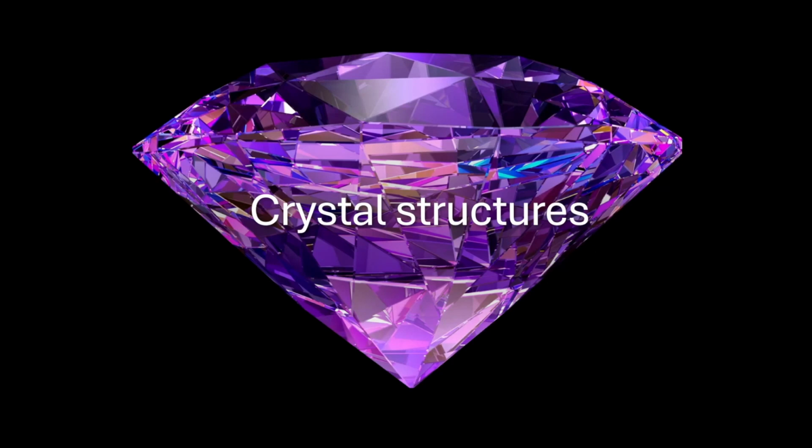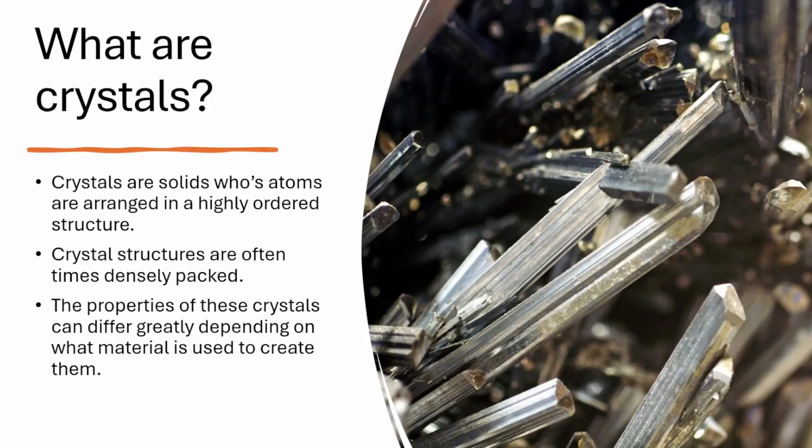For my final project, I wanted to look at the topic of crystal structures. So I first have to answer the question of what are crystals? Crystals are solids whose atoms are arranged in a highly ordered structure. Crystal structures are oftentimes densely packed together. What allows this to happen is the fact that the atoms in crystals all are very similar. So all of them being so similar means that their atomic radii are also very similar, allowing them to be ordered and very densely packed together.